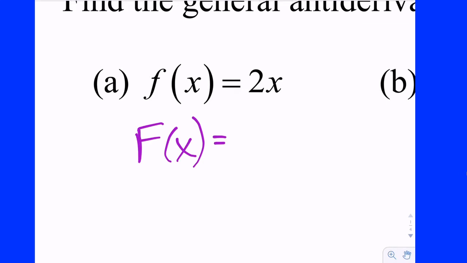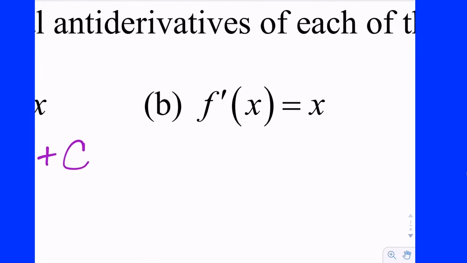What do we take the derivative of to get 2x? X squared, and then, of course, we leave the allowance for any possible constant to be there by putting plus c. So that would be the general antiderivative. And if you check it, you can do it in your head, right? What's the derivative of x squared? 2x. Good. Smile. All right. Sweet. How about this one?